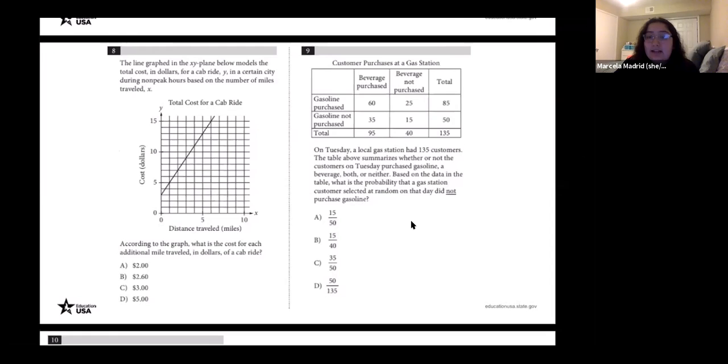Answer choice A is correct, and all you need to do is find two points that are on the graph, and you do rise over run, which you find is 2. Therefore, the cost for each additional mile traveled will be $2.